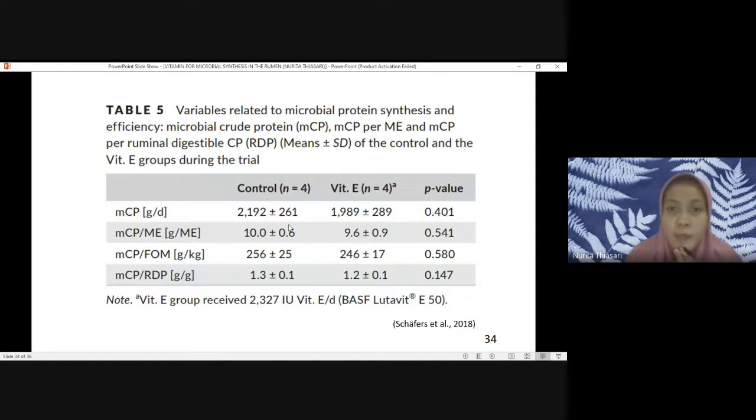And another paper I found is about the addition of the vitamin E group. So in here, the addition of vitamin E on the microbial crude protein, it seems doesn't have a significant result, but it shows a reduction of the microbial crude protein if we give the animal the vitamin E.